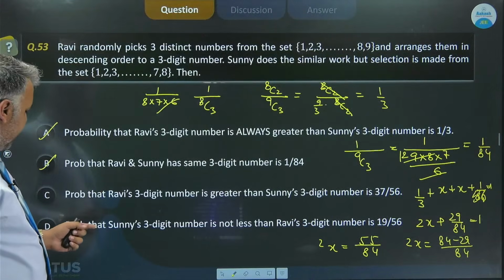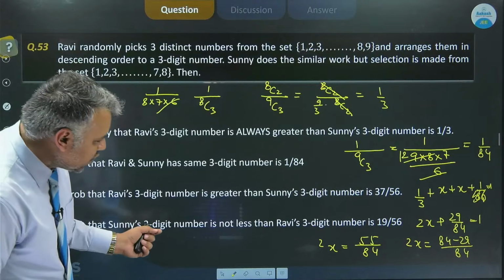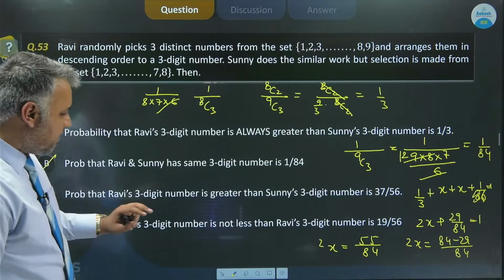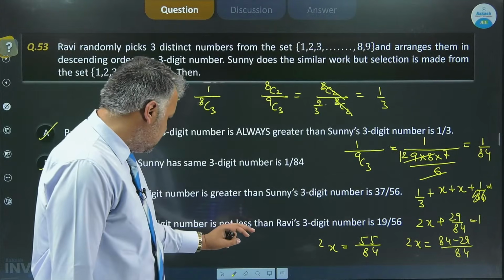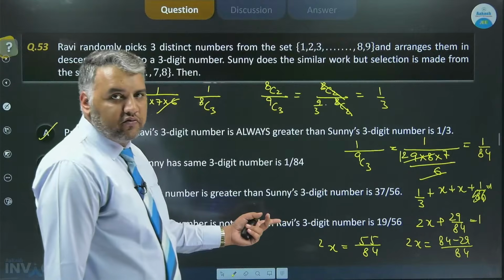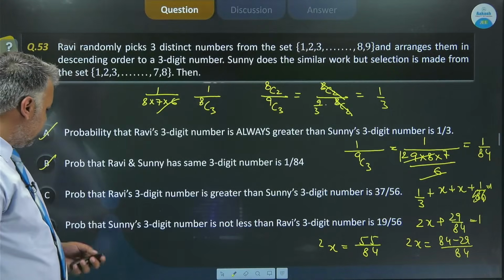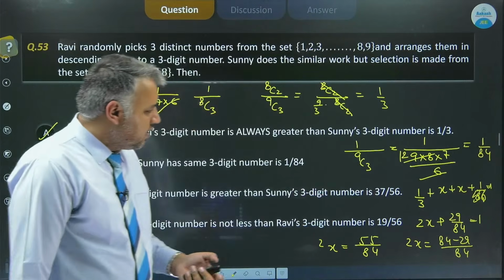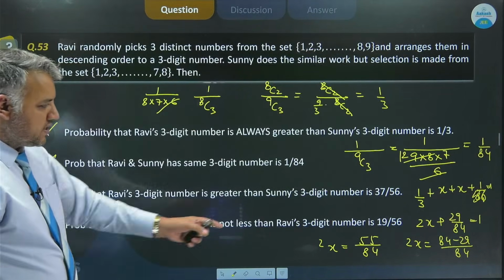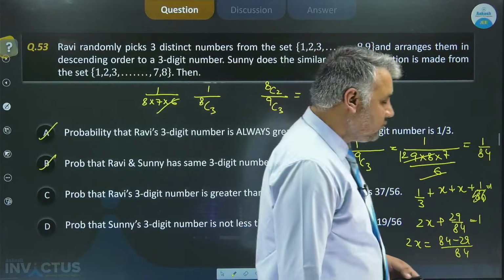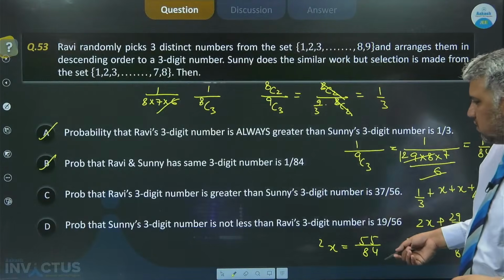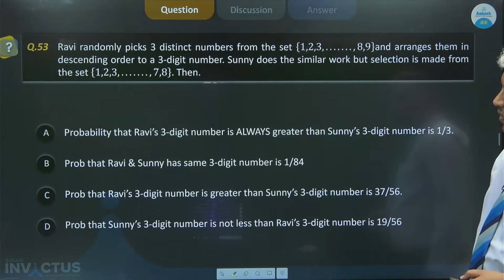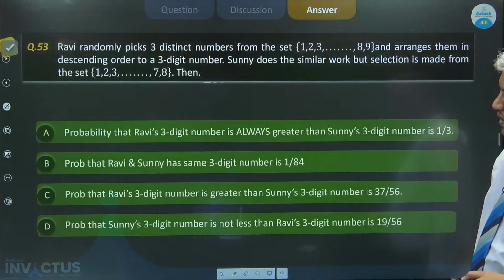And after that, we have to calculate that Sunny's 3-digit number is not less than Ravi's 3-digit number. So that means Ravi's 3-digit number is greater. We have to calculate only this. So just subtract this from 1. So you will get 19 by 56. Okay. Their sum is 1. So you can subtract this from 1. You will get the answer. So I think all the options are correct. Yeah.